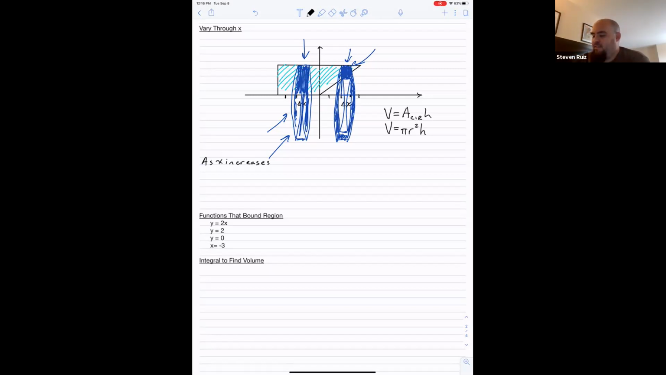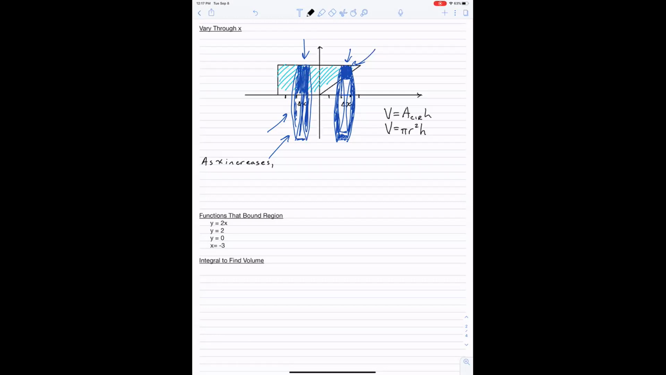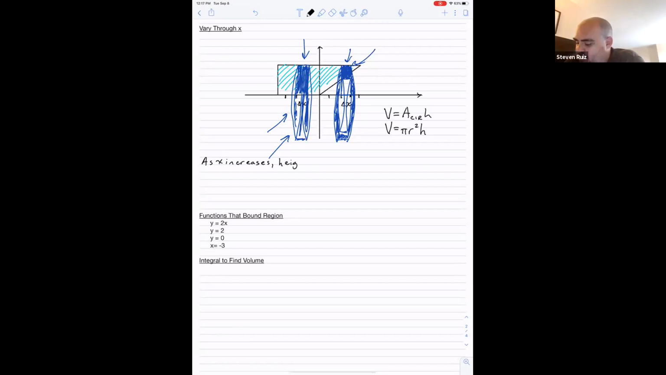So basically, to really describe a cylinder or to find its volume, you need to know two dimensions of it. You need to know its radius and you need to know its height. So look at our cylinders here, the ones that we've swept out and revolved. As x changes, as I start from the left and move towards the right, what is changing? Is it going to be the height or is it going to be the radius? Height. It's going to be the height. So as x increases, height increases.